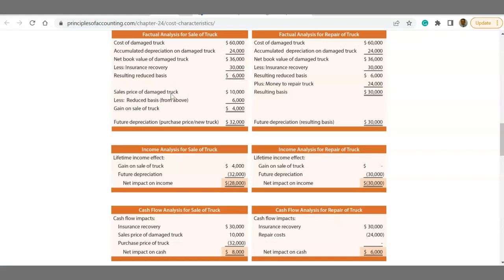And then the sales price of the damaged truck will be $10,000. Because $6,000 is the reduced basis, they will have to recognize a gain of $4,000. Future depreciation will be based on the $32,000 purchase price of the new truck they buy. So they sell the truck, they record $4,000 of gain, and they have a new truck now, $32,000, that they will depreciate in future.